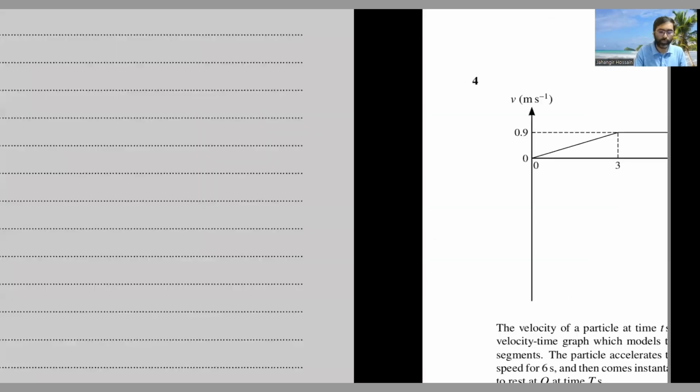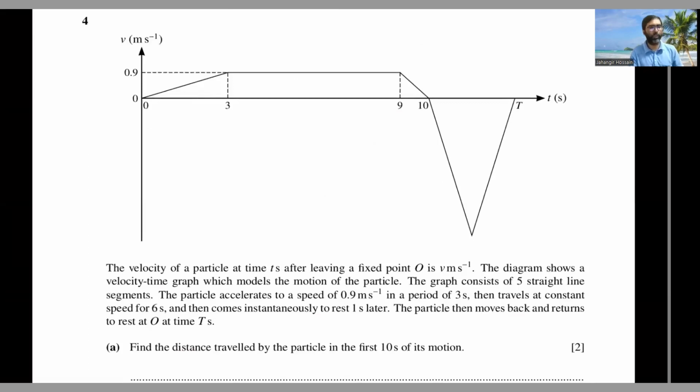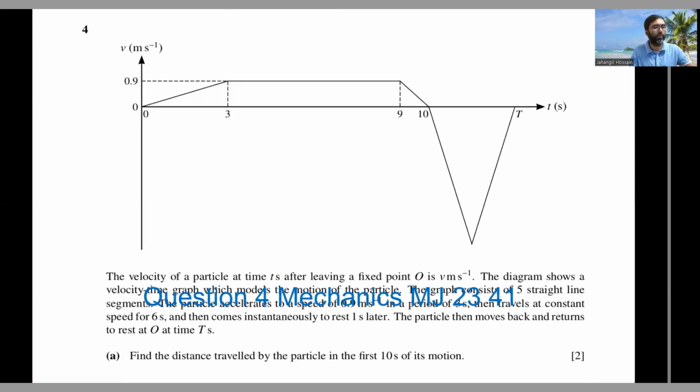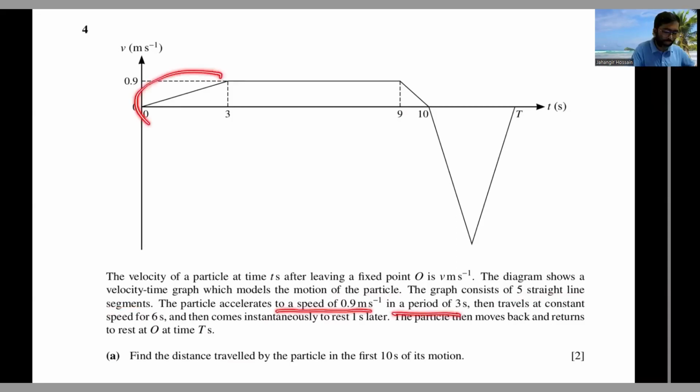Now let's move on to the next question, question 4. In question 4, you have the velocity of a particle at time t seconds after leaving a fixed point O is v meters per second. This diagram shows the velocity time graph. It models the motion of the particle. The graph consists of 5 straight line segments. The particle accelerates to a speed of 0.9 meters per second in a period of 3 seconds.